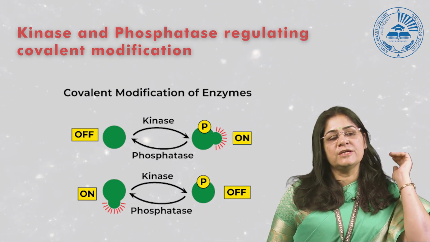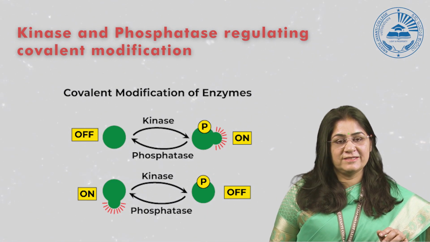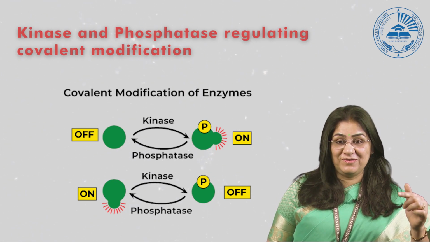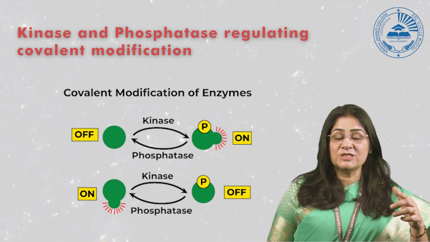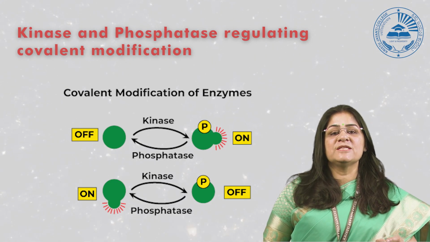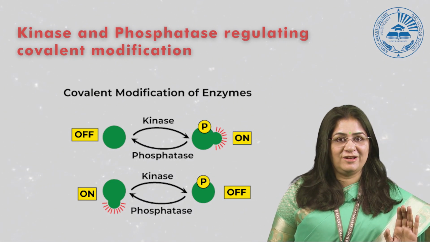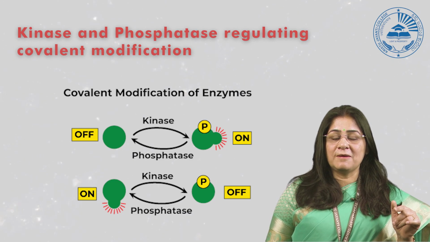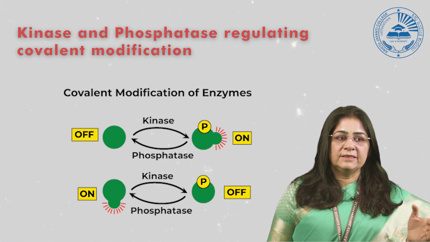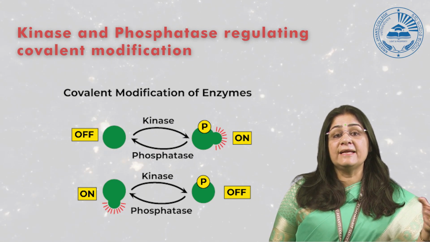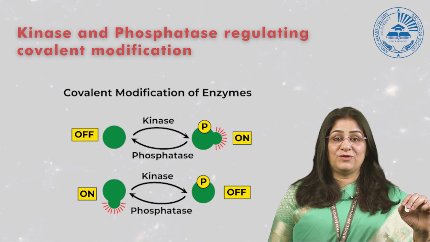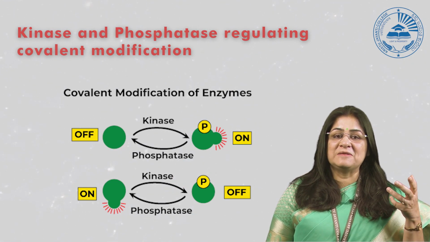In the second row you can see yet another type of enzyme, which is on when there is no phosphorus group, unlike the previous enzyme. The previous one switched on when the phosphorus was there. The second enzyme is switched on when phosphorus is not there. So for this enzyme to become active, phosphatase has to act, removing the phosphorus. The kinase acts by adding the phosphorus to it and switching it off, and phosphatase removes the phosphorus and it becomes active.